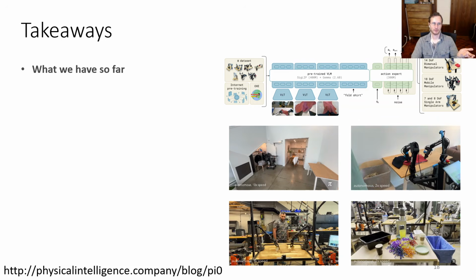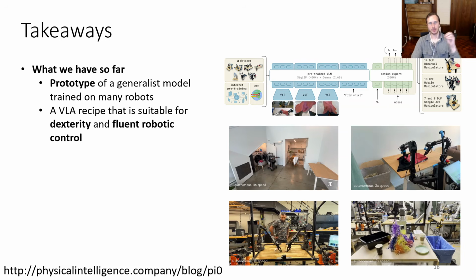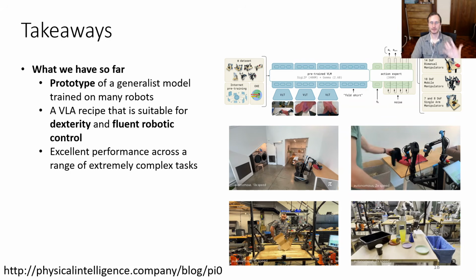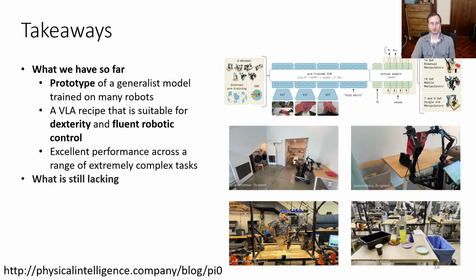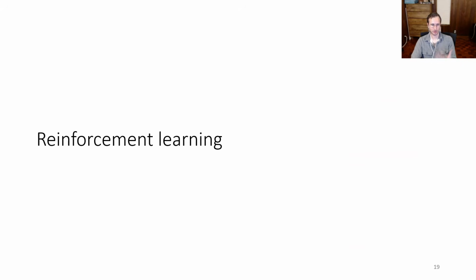So what are some takeaways from this? Well, we have a prototype of a generalist model trained on many robots. It's a VLA recipe that is suitable for dexterity and for fluent robotic control, because now it can represent these high-dimensional continuous action distributions, and it gets excellent performance across a range of extremely complex tasks. But there are, of course, still limitations. It's trained via imitation learning, not optimized for task success, robustness, or speed, so there's still room for improvement. And there's a lot more that we could do.